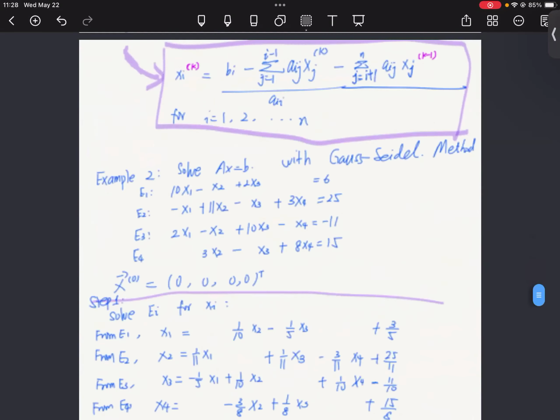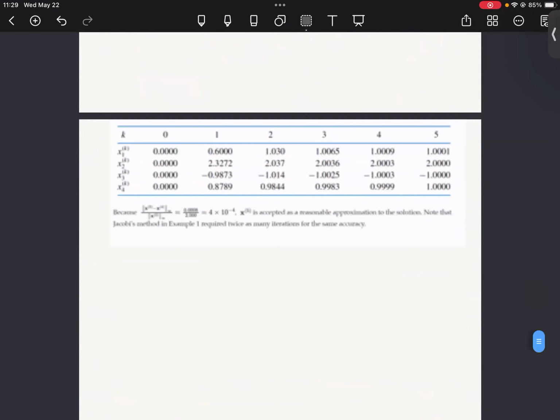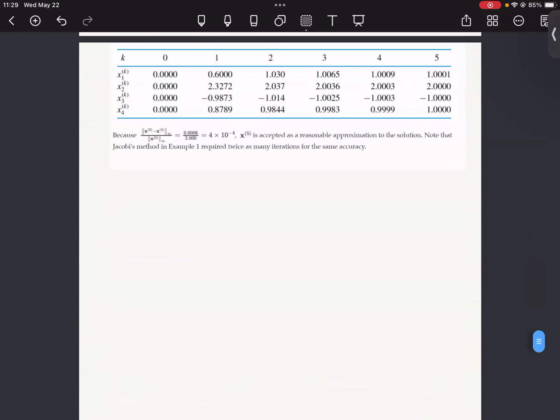And in this way, from these examples, you can see that the Gauss-Seidel method is actually working better, because it is converged.